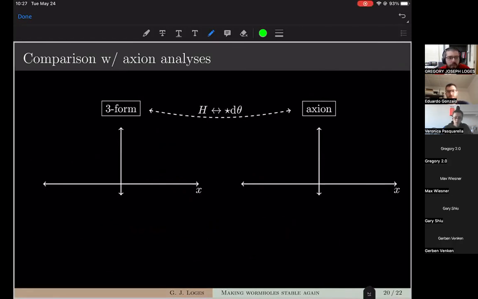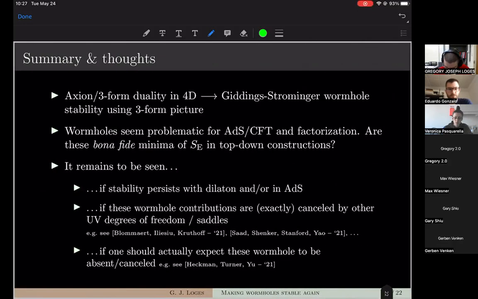Okay, so maybe for the sake of time, let me skip this, but if people are interested, I can expand on this difference a bit more. So that brings me to the end. So let me just summarize.